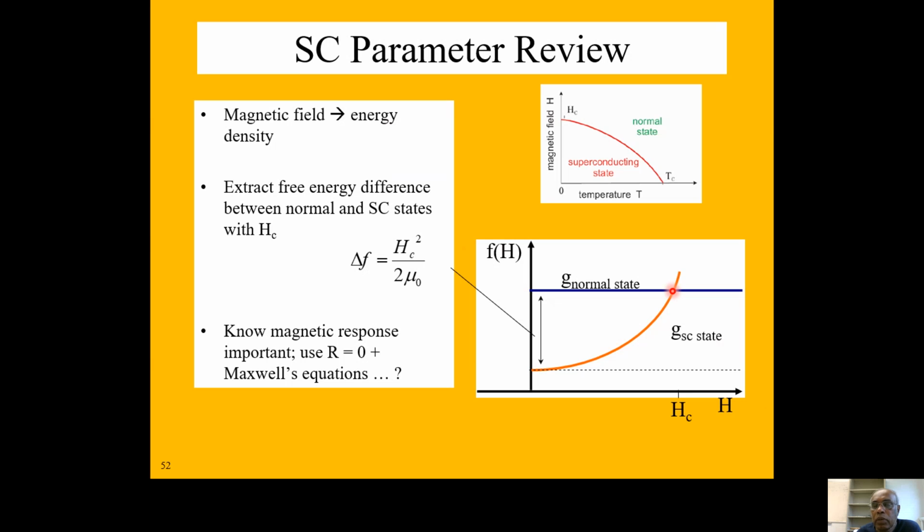So below Hc, that means it's in the superconducting state, you have this kind of behavior.